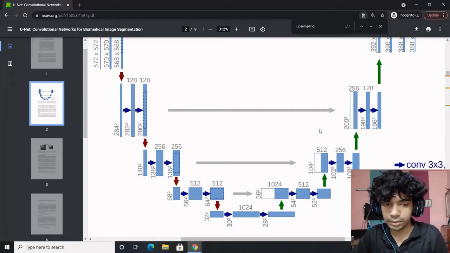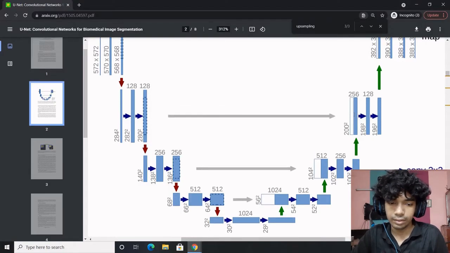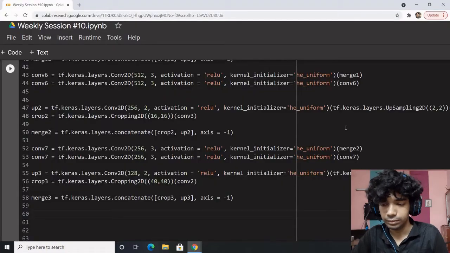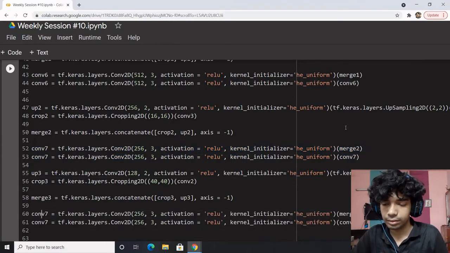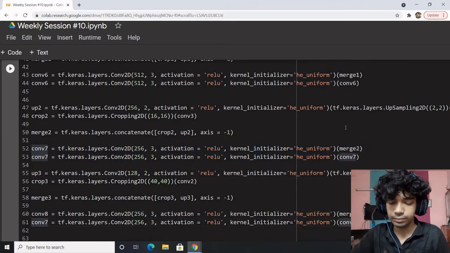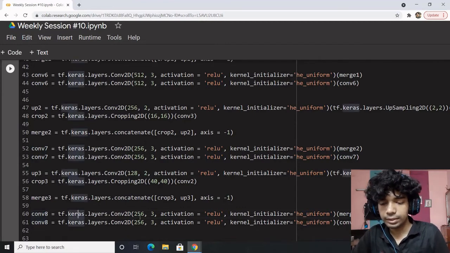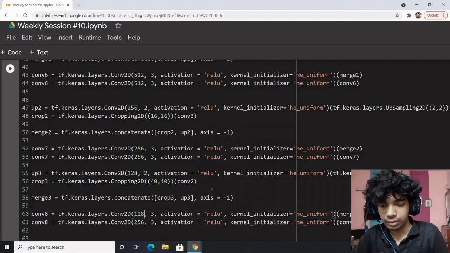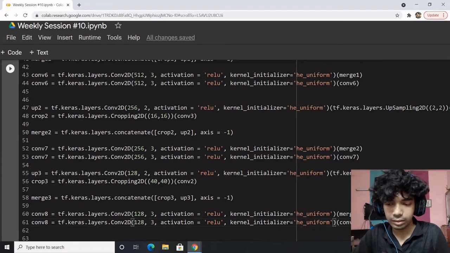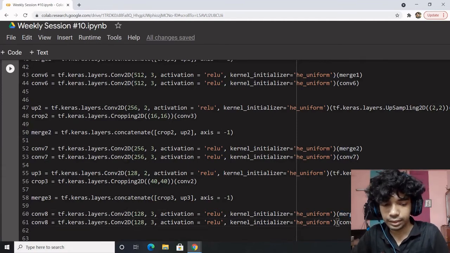Once we have our merge 3, we would have to do 2 more convolutions, which we would be calling convolution 8, with number of filters as 128 and 128. It would be merge 3, then it would be convolution 8.